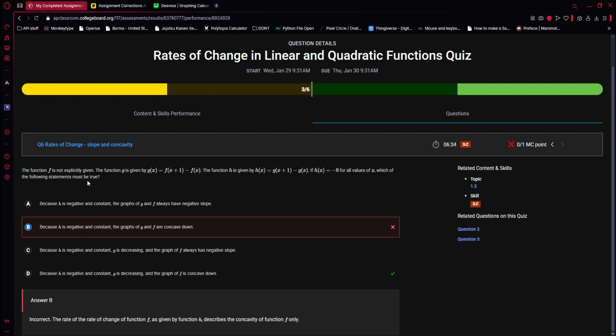Okay. What? Because h is negative and constant, the graphs of g and f always have negative slopes. Okay, so we've established that h is negative and constant in all these answer choices. So we're looking, are they both concave down? Are they decreasing? Do they have negative slope? Is g one thing, f the other? We just need to find out if they're decreasing or if they're concave down, both, whatever.